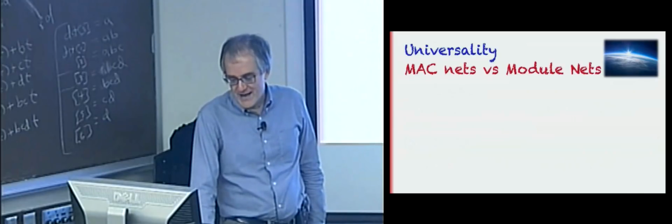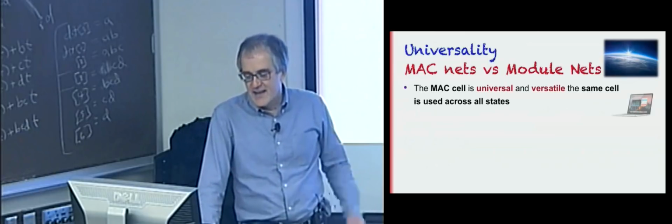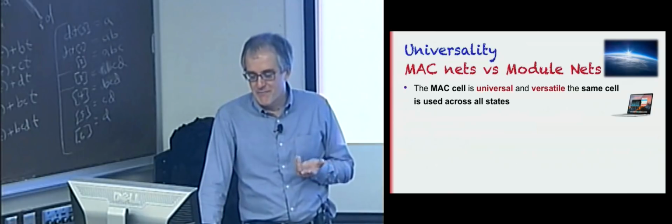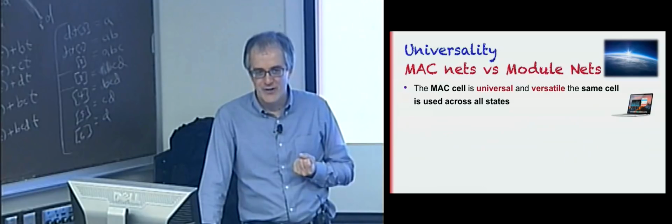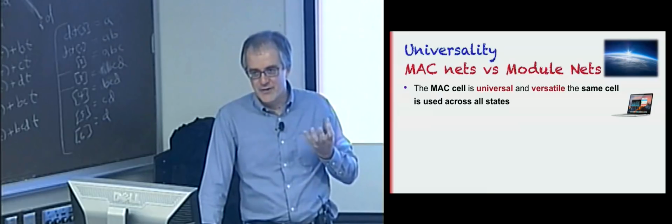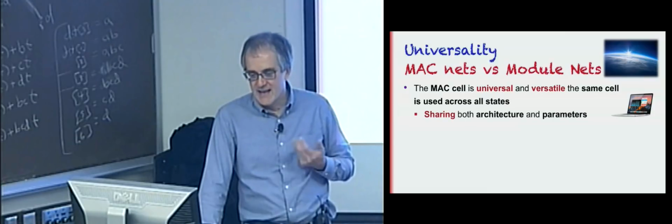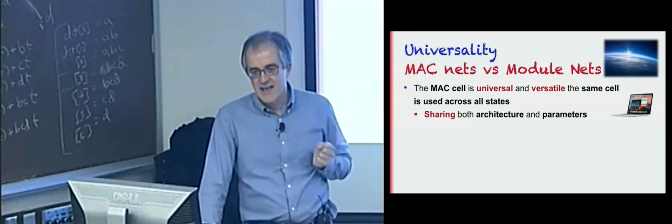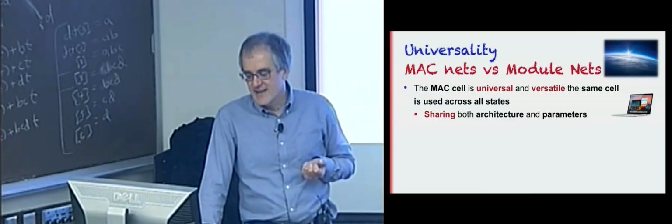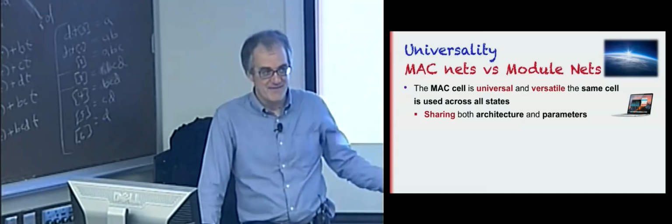So just to say a couple of remarks about how these models differ from other models. For MACnets versus the module nets, we believe that the MACnet architecture is a more useful generic architecture for doing reasoning, so that we've got a single cell type that is used everywhere, but is versatile in its design, so it can do different kinds of reasoning operation. On the other hand, like any recurrent network, it shares architecture and parameters across the sequence, whereas in a module network, there's no sharing whatever. Each module in the module collection has completely separate parameters that have nothing to do with each other.